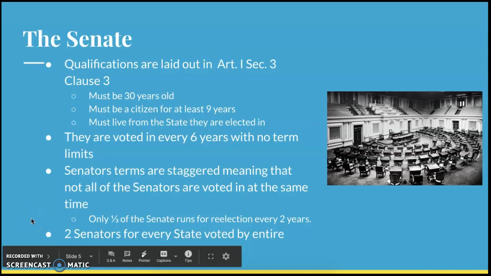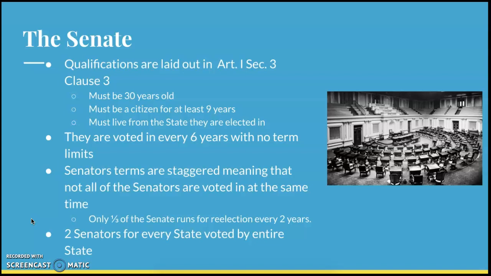Now for the Senate. The qualifications are laid out in Article 1, Section 3, Clause 3. You must be 30 years old, must be a citizen for at least 9 years, and you must live in the state that you are trying to be elected in. You are voted in every 6 years with no term limits. Same thing goes for the House of Representatives. There are no term limits in Congress.